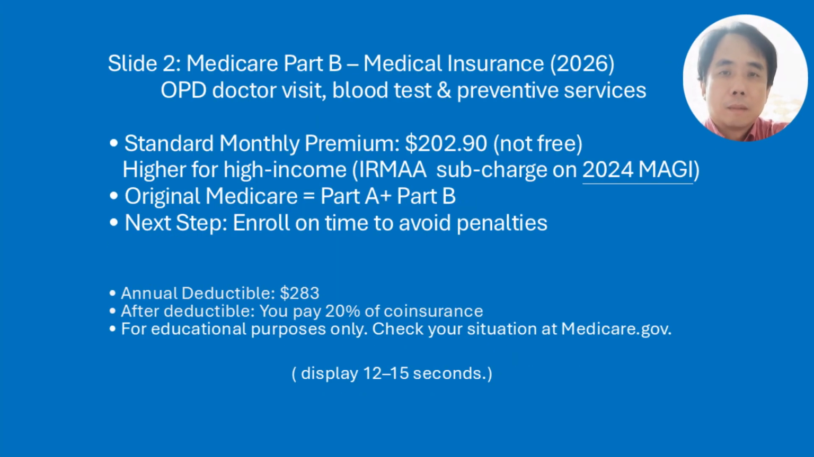This is Part B. Part B means blood test, OPD, doctor visit, or preventive service. In 2026, the standard monthly premium is $202.90. There is also income-related IRMAA surcharge for reference. If you need updated 2026 costs like deductible or coinsurance, you can check the slide later. Part B does not have a maximal out-of-pocket cap either. That's why Part B needs Medigap or an Advantage plan to control the budget ceiling.